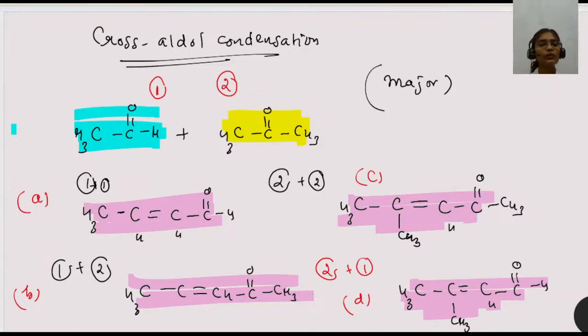Now we are going to discuss on which factor the cross aldol condensation or aldol condensation is really going to depend. So let's discuss the stability of the enolate ion. Let's discuss the condition, how to identify which one is the major product. Like A is major, B is major, C is major, or D is the major one. So what about the factors?